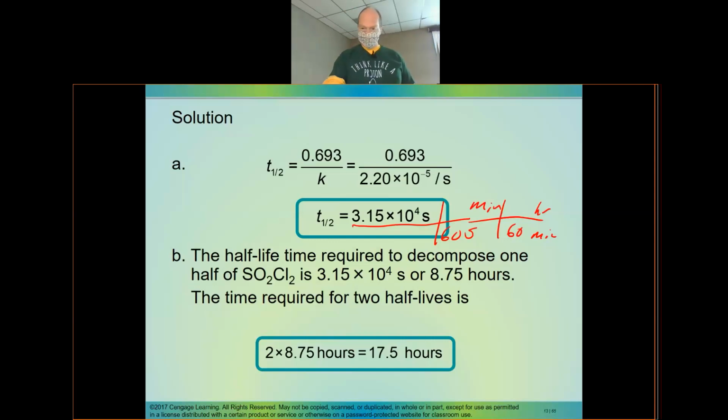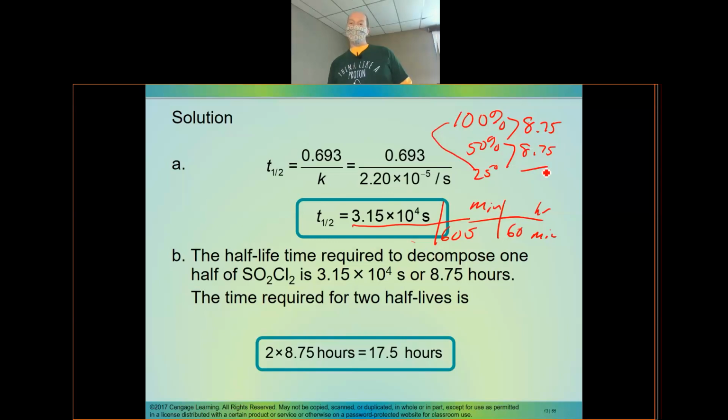Did it say 2 half-lives? All right. So anyway, they're requiring 2 half-lives. So when you're first order, maybe it was not a clear question. So 100% down to 50% took 8.75 hours. To go from 50% down to 25% takes 8.75 hours. To go from 100% down to 25% would take 17.5 hours.